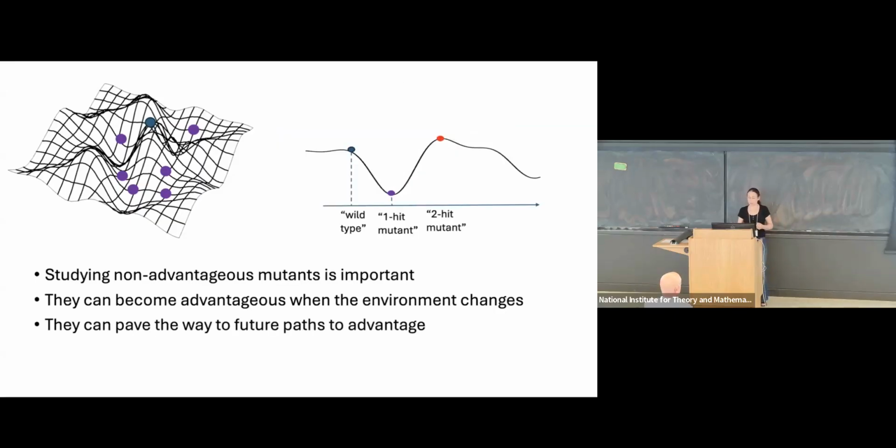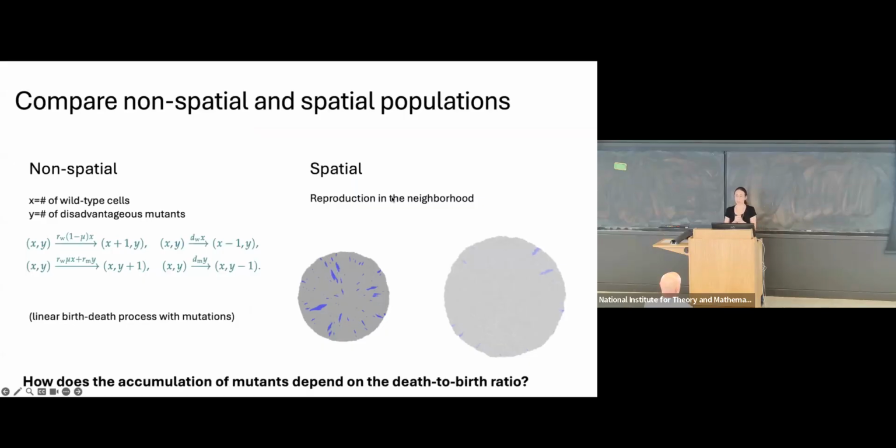And also they can pave the way to future mutations. As we already saw in Fitness Valley Crossing, it can be like a stepping stone toward another mutation that gives you a lot of fitness. So it's important to know what these guys are doing. So that's the question we ask in this little project.